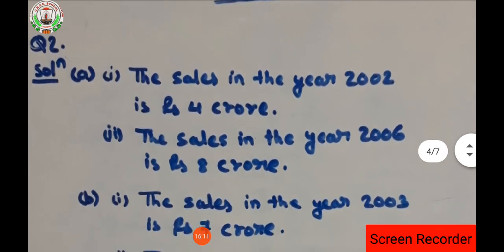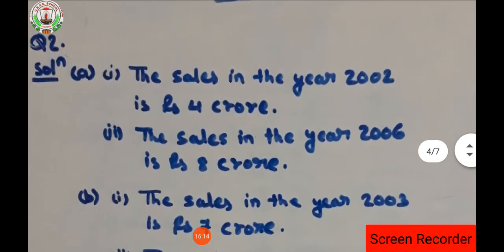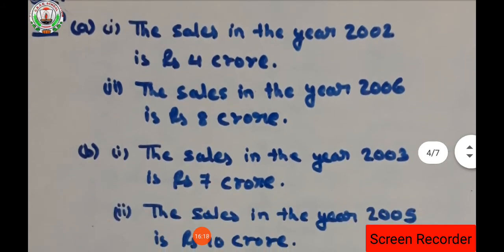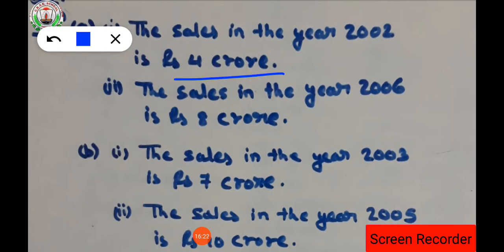So question number 2, first part, what were the sales in 2002? The sales in 2002 is, of course, 4 crores. So what is the answer for the A part of question number 2? That is 4 crores. Now in the second part of question A, what were the sales in 2006? The sales in 2006 is 8 crores.